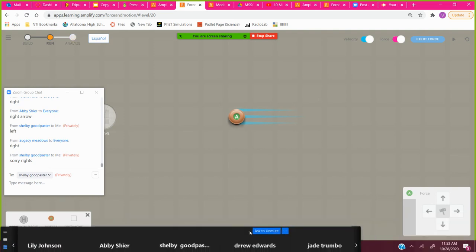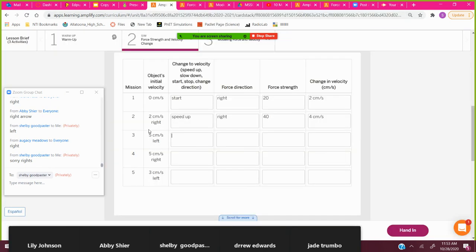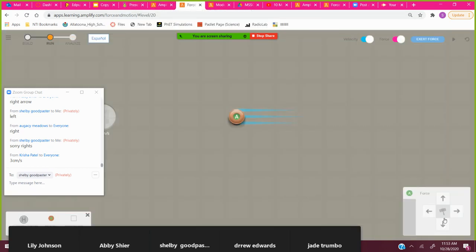How many times do we think it needs to go to the right? All right, our initial velocity is 5 centimeters per second. We need to slow it down to 2 centimeters per second. We know that we have to slow it down. Okay, Krisha's saying 3 centimeters per second. How many times do you guys think I need to press this arrow?